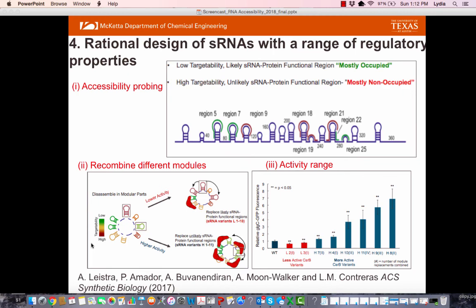Lastly, profiling molecular accessibility has also allowed us to redesign RNA regulators with a wide range of function. Specifically, as shown in the top panel, we can now profile relative accessibility of all regions within an RNA of interest to infer which ones could be more active. Next, we can then recombine in different proportions more or less active regions by treating these like independent modules. As shown in the lower panel at the right, we have used this approach to rationally design and engineer CsrB small RNA regulator mutants that vary up to 8-fold in activity relative to the wild type.